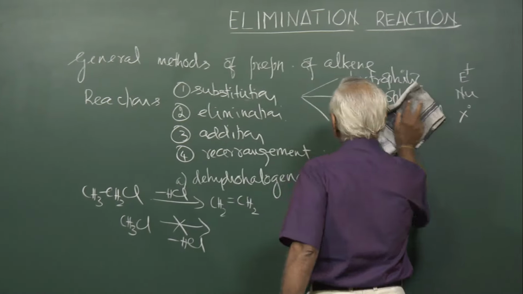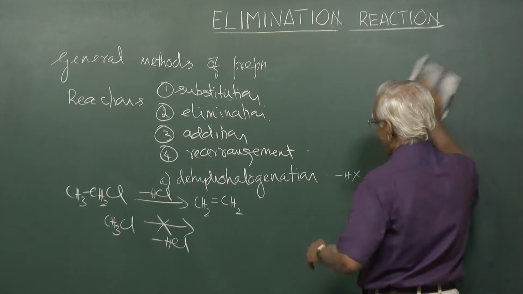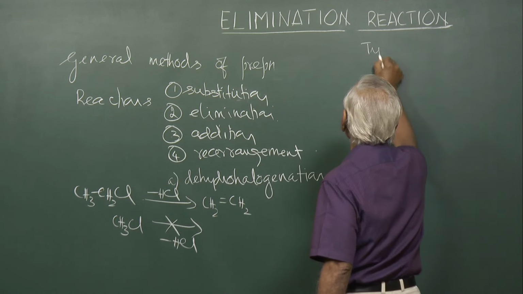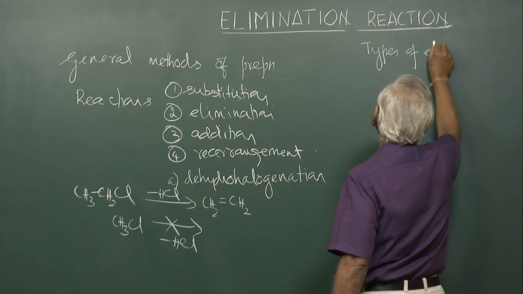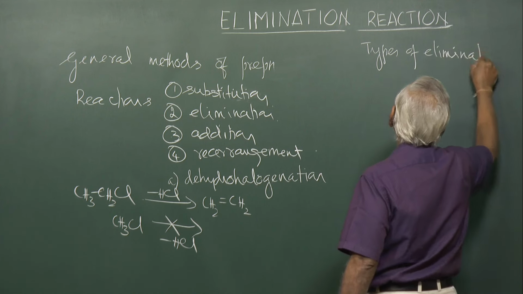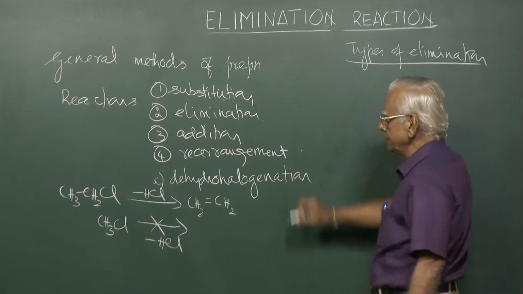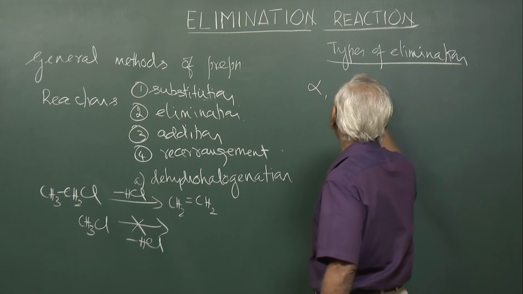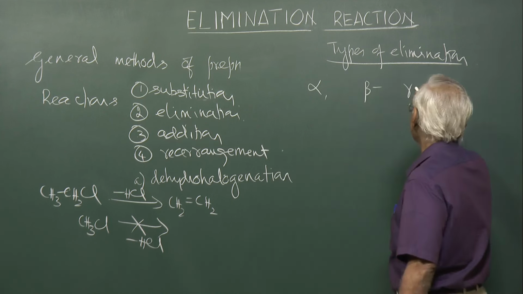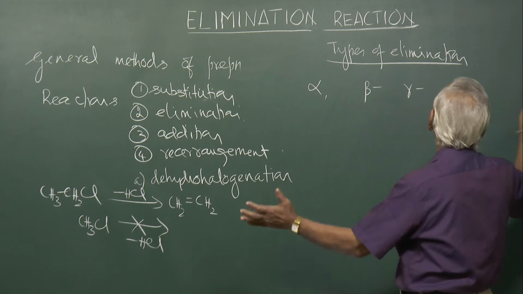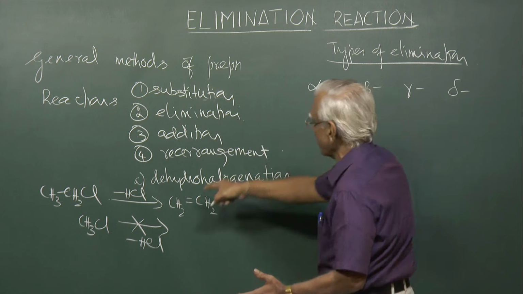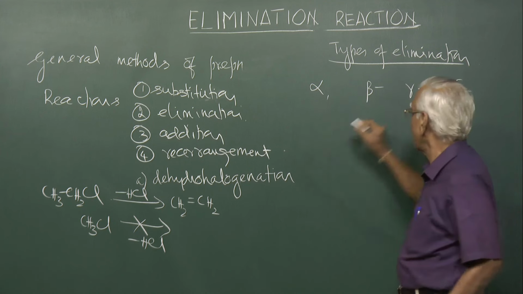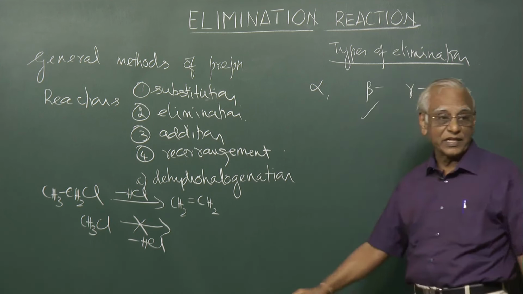And elimination reactions can again be classified into types of elimination reactions. It could be alpha elimination, beta elimination, gamma elimination, delta. In alpha elimination, I am removing a molecule of HCl from the same carbon atom, the alpha carbon atom. There are examples, but the most important prominent one is going to be beta elimination.